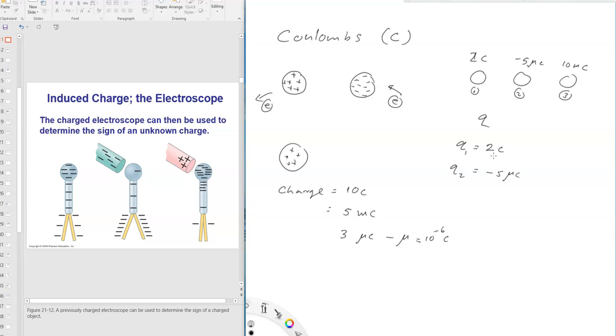It's like distance is denoted by letter X, or length is denoted by letter L. In the same way, charge is denoted by letter Q, and the unit for the magnitude of the charge is denoted by letter C, which is coulombs. Right? So we have an idea of the metric unit or the standard unit for charge.